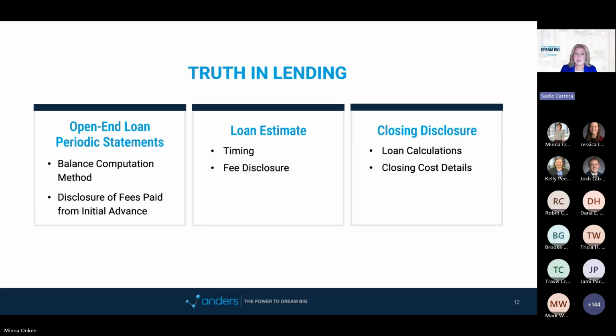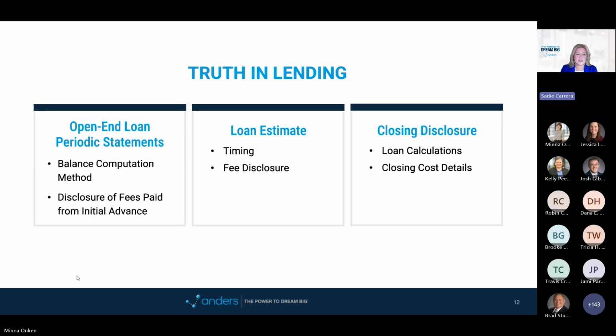So those are pertaining to open-end periodic statements. We're going to talk about the balance computation method and the disclosures of those fees when we pay them out of the initial advance. We're going to talk about the loan estimate, some timing and fee disclosure, as well as the closing disclosure, the loan calculations, and closing cost details. I'll break these down in the next few slides for you.